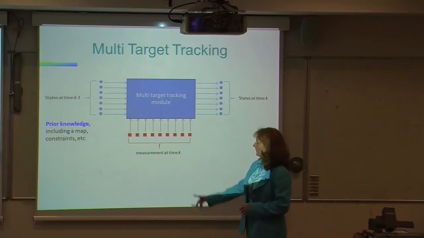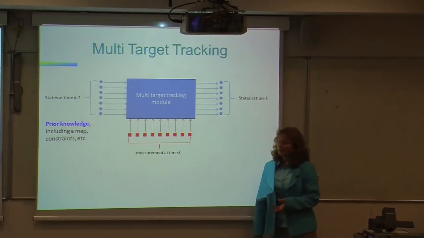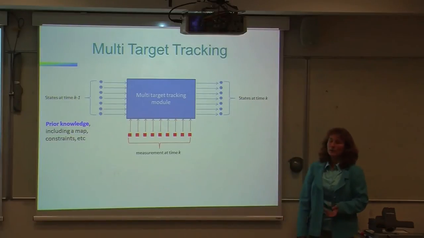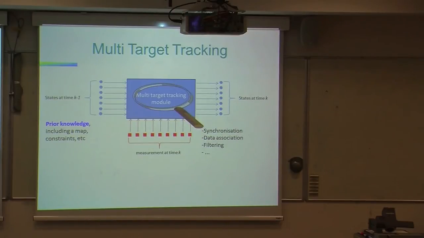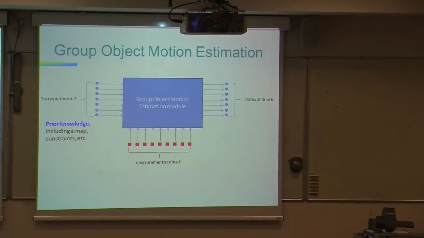A particularity of multiple target tracking is that we have multiple data, and we have the so-called data association problem, or measurement origin uncertainty. So we don't know which data originated from which object. And we develop algorithms for filtering, for prediction. We have to deal with data that are synchronous or not.